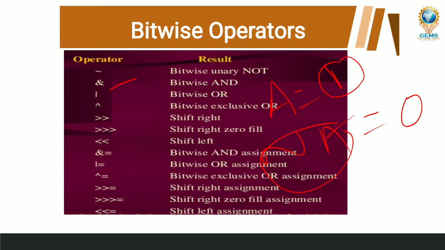Then AND operator, which is a logical operator, we will see. Then OR operator, then XOR operator, then shift right, and shift right 0 fill, and shift left, and bitwise AND assignment, and bitwise OR assignment, and shift right assignment, shift right 0 fill assignment, shift left assignment. So these are the bitwise operators. Bitwise operators also behave like logical operators. We will see with the example.